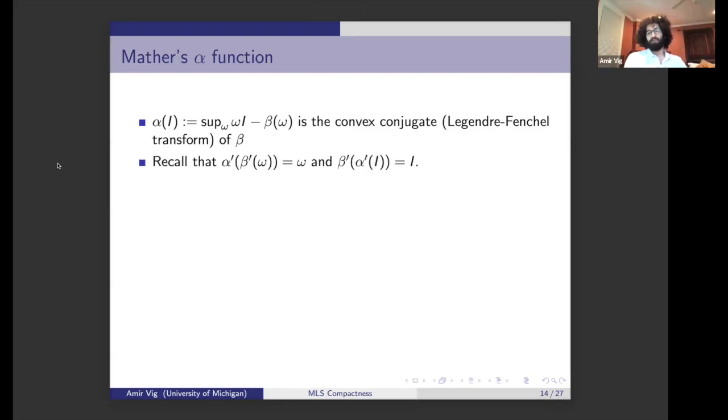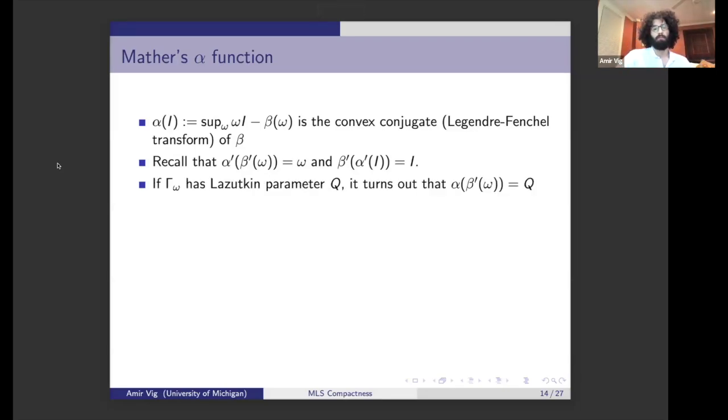Okay. And so it's just a fact about general convex conjugates that the derivatives of these things are inverses of each other, functional inverses, not multiplicative inverses. So alpha prime of beta prime is the identity, and beta prime of alpha prime is also the identity. And it's a theorem. It's fun. I mean, it's a multivariable calculus proof, but one can show that if you have a caustic of Lazutkin parameter q, then it turns out that Mather's alpha function, when evaluated at the length of that caustic, is in fact the same thing as the Lazutkin parameter. It's really a fun proof. It would take maybe 2 slides or something, but I think it's believable.